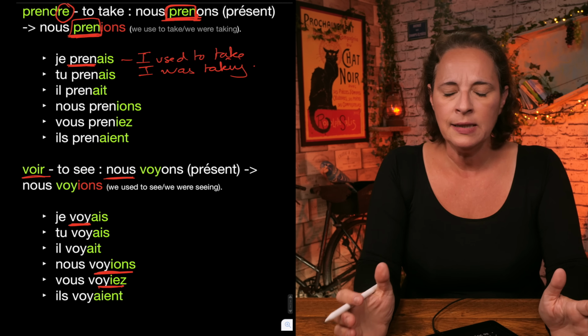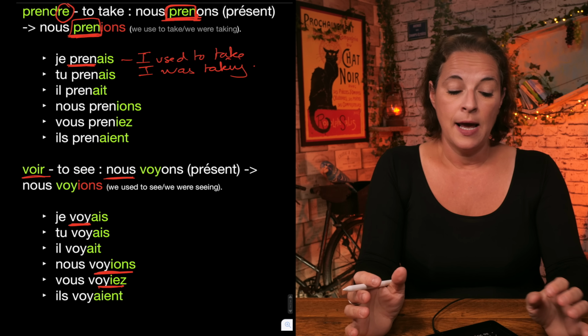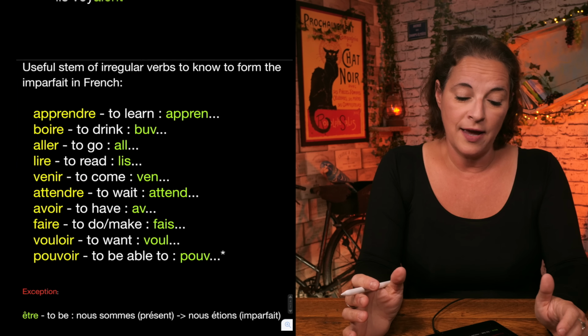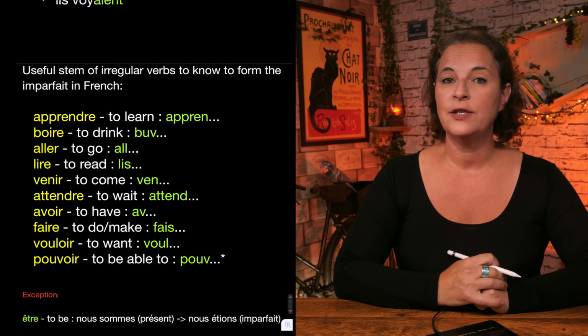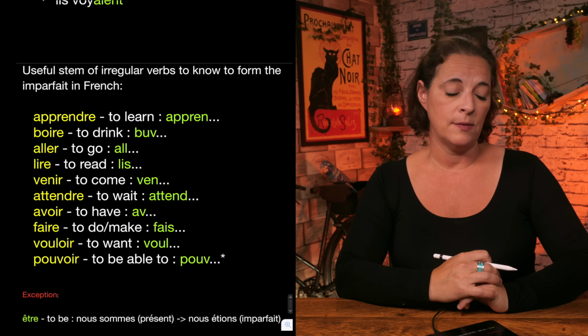Okay, and this is why it is so complicated. And this is why I have done that, if I were you, try to learn some of the stems that we use in the imperfect for third group verbs, okay? So useful stems here, stems of irregular verbs to know to form the imparfait in French. For example, apprendre, the stem is apprenons, and then you stick the endings of the imperfect. Boire, to drink, is buvons, so je buvais, tu buvais, il buvait.